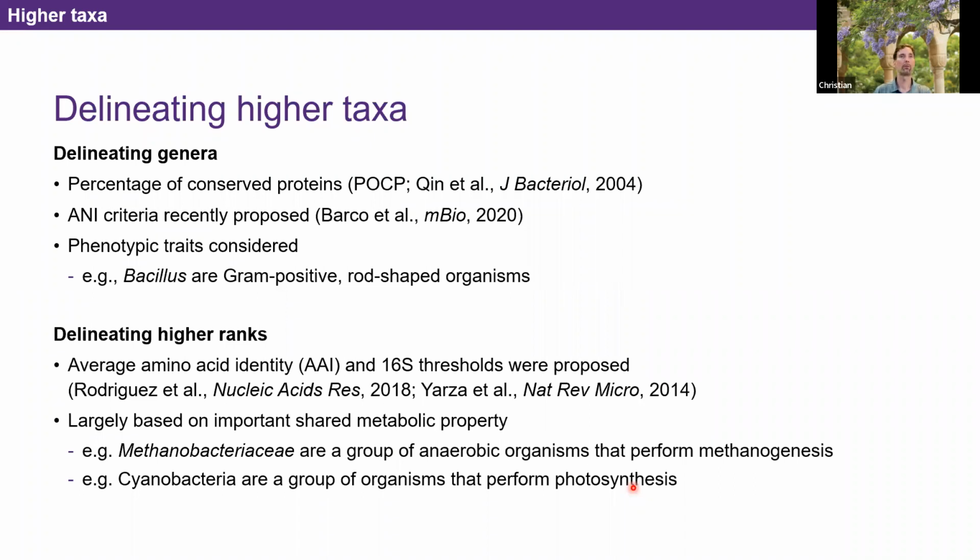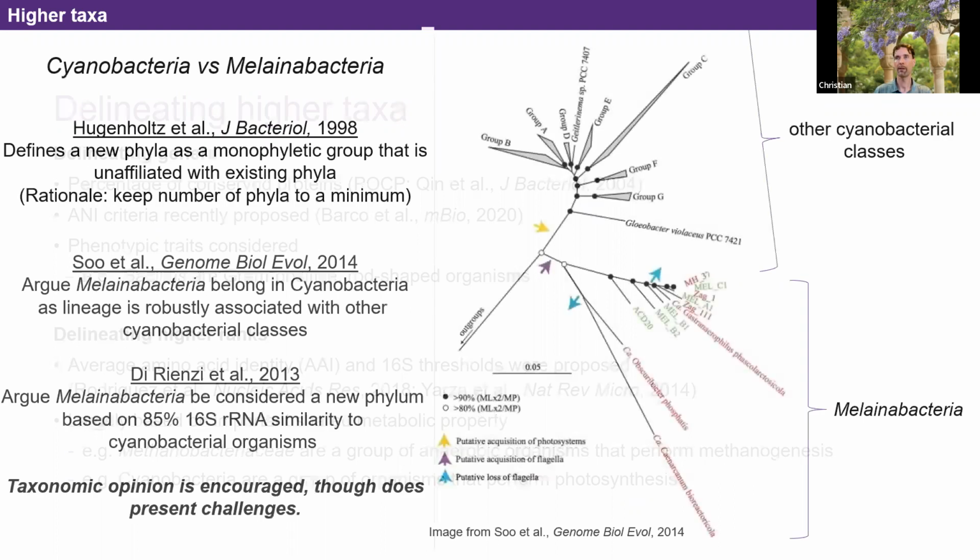And let's look at one case here that illustrates what happens if you really define it based on metabolic traits. That is Cyanobacteria versus Melainabacteria. And it goes back to a paper by Hugenholtz in 1998. That was widely cited, one of the first that actually said, okay, we need some kind of definition of phylum. And here it says that a new phylum is a monophyletic group that is unaffiliated with an existing phylum. And they also proposed back then 16S cutoffs, right?